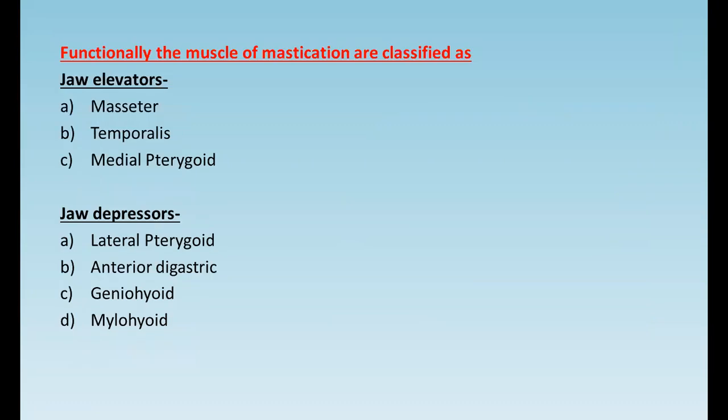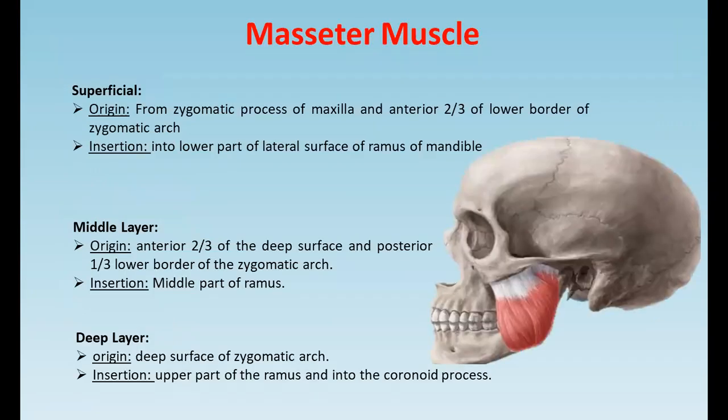Functionally, the muscles of mastication are classified as jaw elevators and jaw depressors. The jaw elevators are masseter, temporalis, and medial pterygoid, and the jaw depressors are lateral pterygoid, anterior digastric, geniohyoid, and mylohyoid. So the primary muscles of mastication I'll be covering in detail.